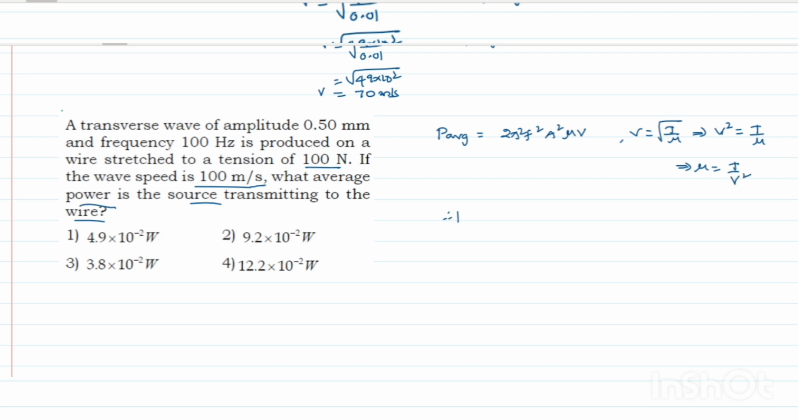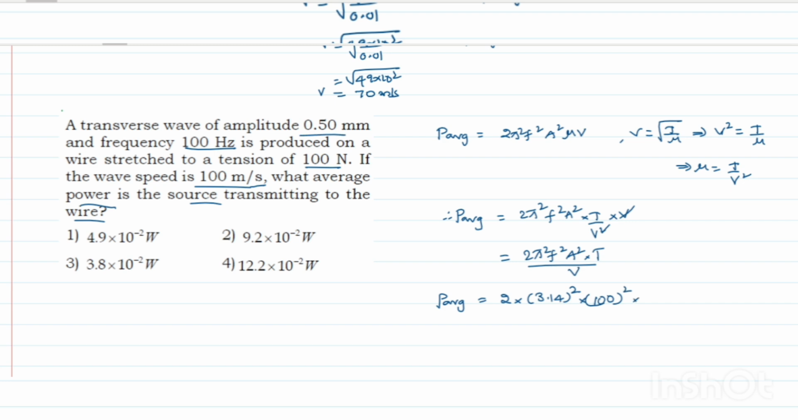Then the average power will be 2 pi square f square a square, with mu as T by v square, into v, so one v gets cancelled. Then you get 2 pi square f square into a square into T by v. Now you just substitute these values, students. Average power equals 2 into 3.14 whole square into frequency 100 Hz, so 100 whole square, into a square, where the amplitude is 0.5 millimeter.